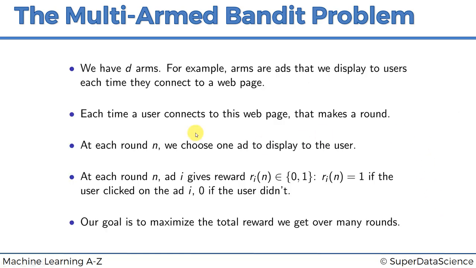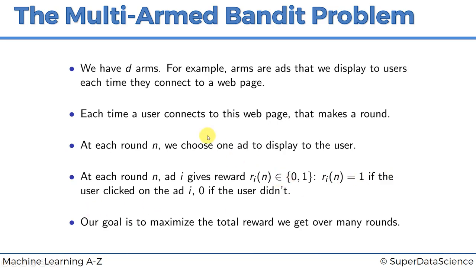All right, so moving back here. So we've got D arms, for example. Arms are ads that we display to users each time they connect to a web page, each time a user connects to this page. That is considered a round. At each round N, we choose which ad to display to the user. At each round N, the ad gives us a reward, either 0 or 1. 1 if the ad is clicked, 0 if the ad is not clicked.